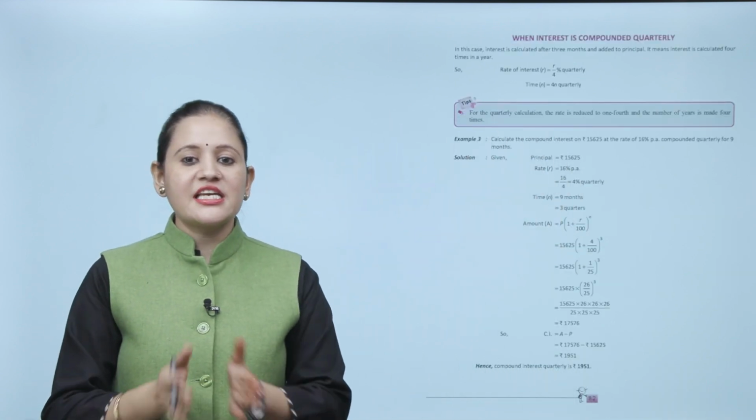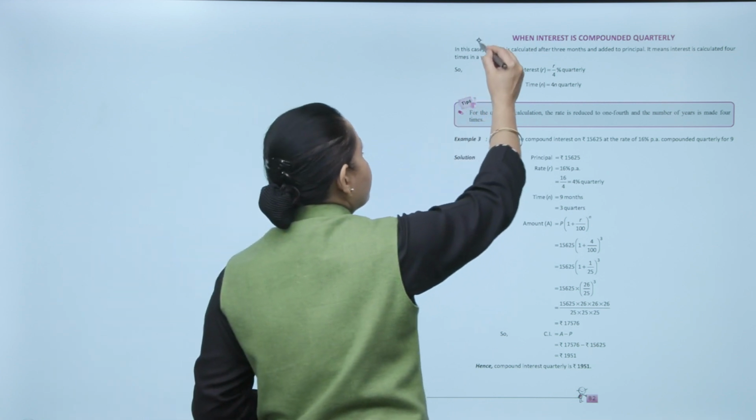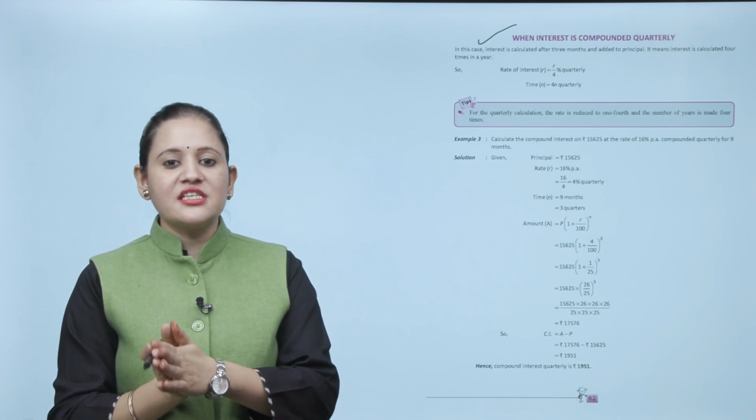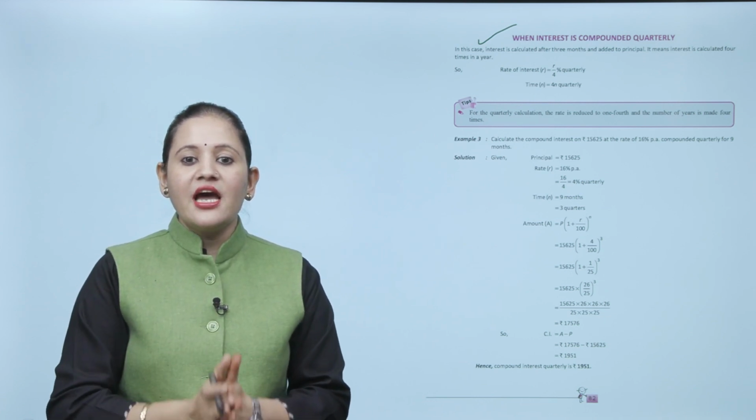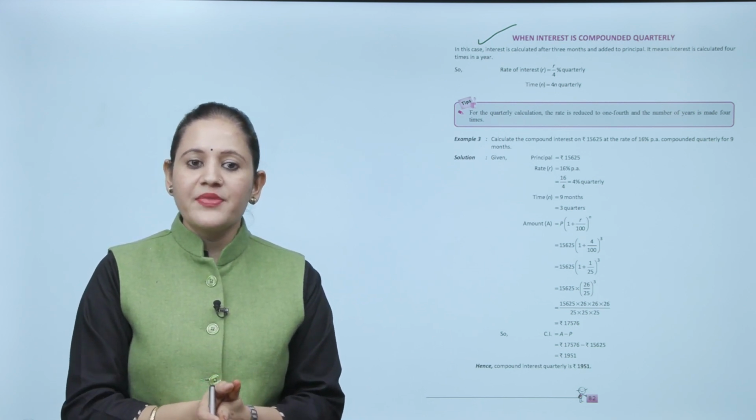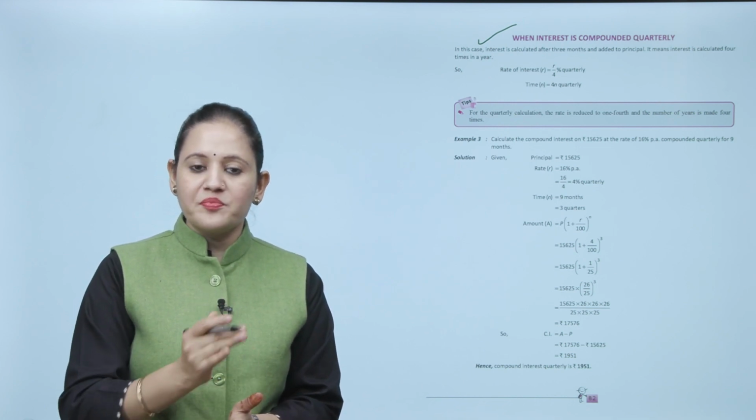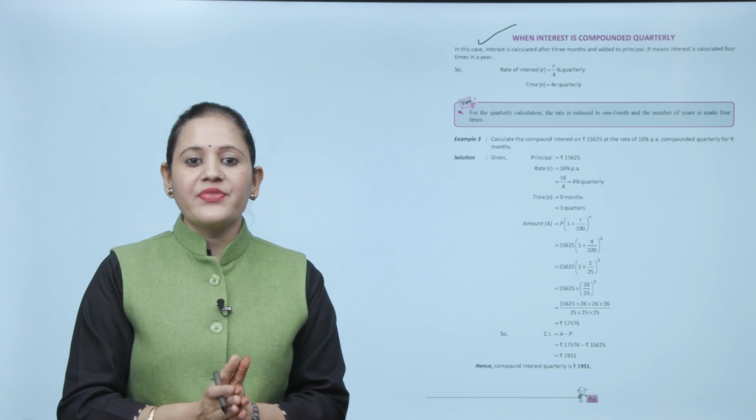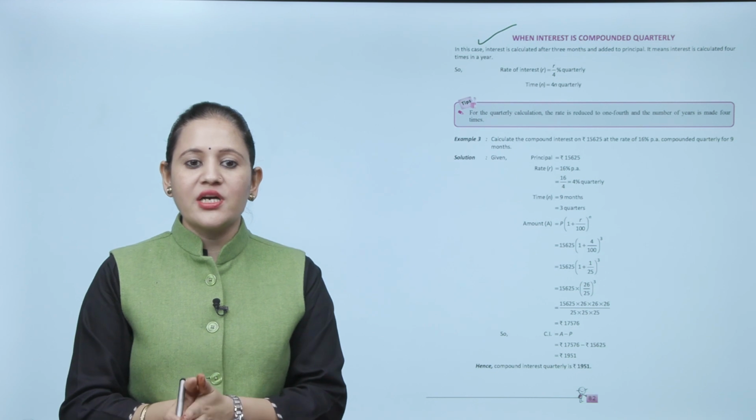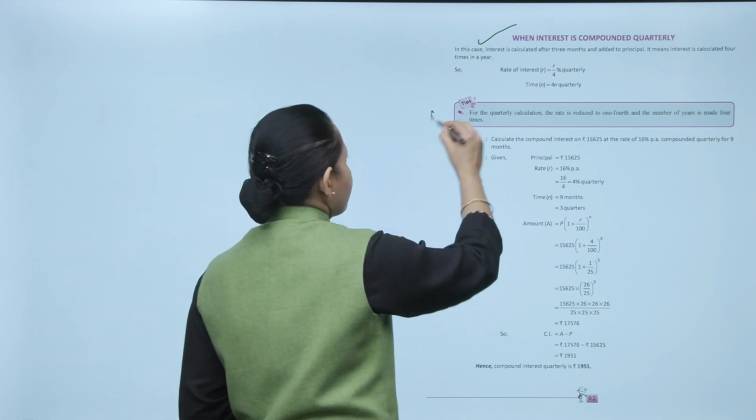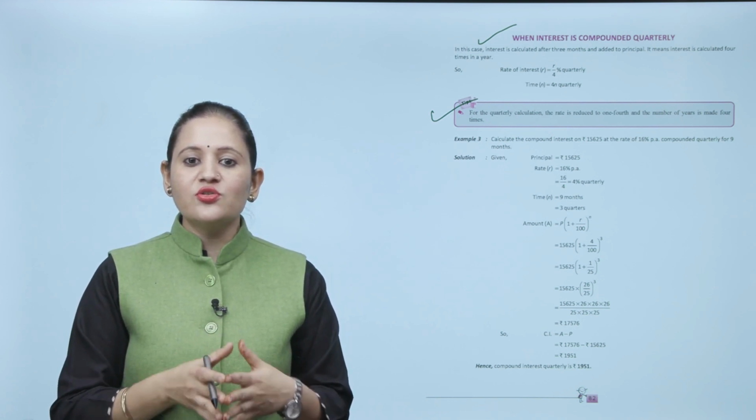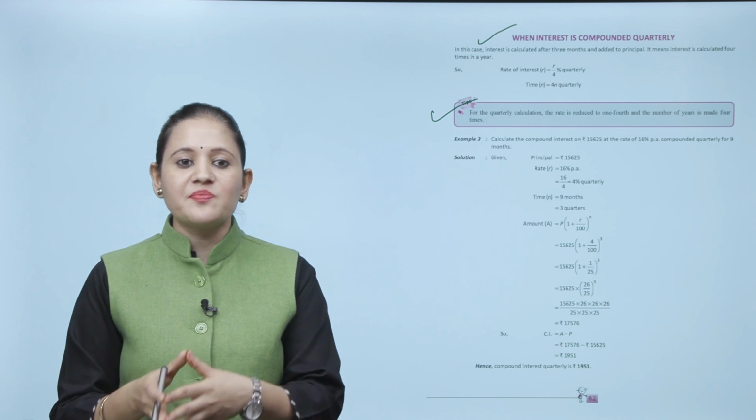Next is when interest is compounded quarterly. In this case, interest is calculated after 3 months, meaning in a year 4 times, and added to the principal. It means interest is calculated 4 times in a year. So what will the rate of interest become? 1/4, meaning it will become 4 times less, R by 4% quarterly, and time will increase 4 times, 4n quarterly. Tips: for the quarterly calculation, the rate is reduced to 1/4 and the number of years is made 4 times.